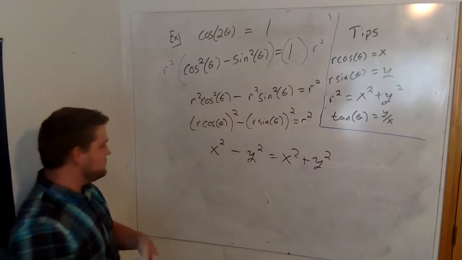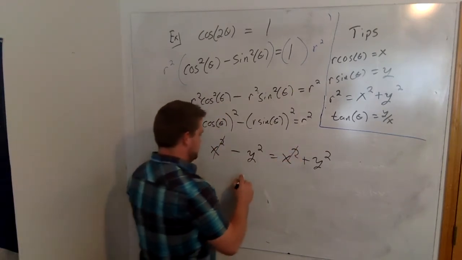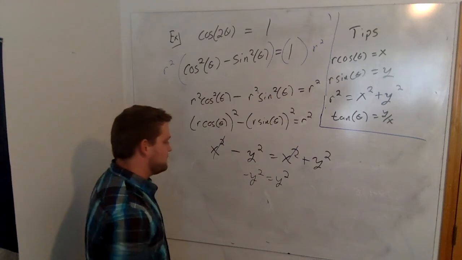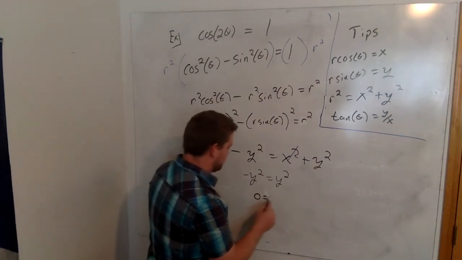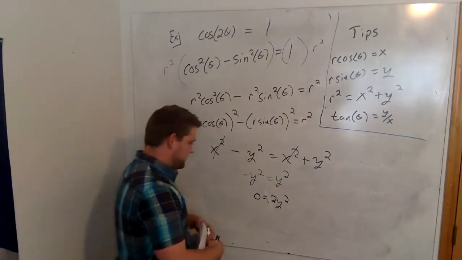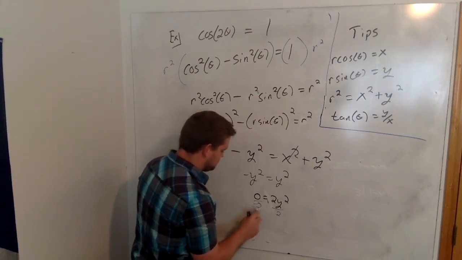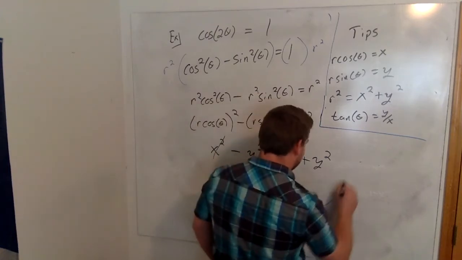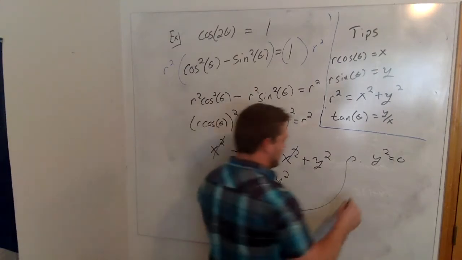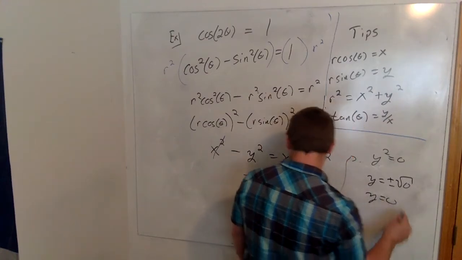Okay, well, what happens? Looks like we could subtract x squared from both sides. So we have negative y squared will be equal to y squared. How about we add y squared to both sides? So we'll get 0 will be equal to 2y squared. And I guess we could divide both sides by, sorry, divide both sides by 2. And we'll get that y squared is equal to 0. But if you square root both sides, y is just going to be equal to the plus or minus square root of 0, or y is just going to be 0.